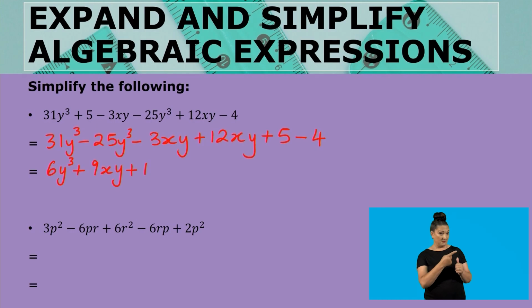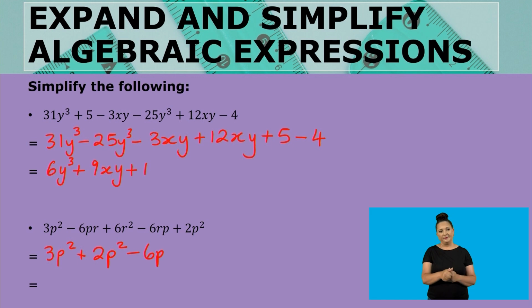And as you look at the answer, there should be no more like terms left to show that we've added or subtracted all the like terms. Let's look at the next one. We have the 3p squared minus 6pr plus 6r squared minus 6rp plus 2p squared. Now 3p squared and 2p squared are like terms. Then we have 6pr and 6rp, of which we said we've identified them as like terms. And lastly, we have the 6r squared. So 3p squared plus 2p squared, that is 5p squared.